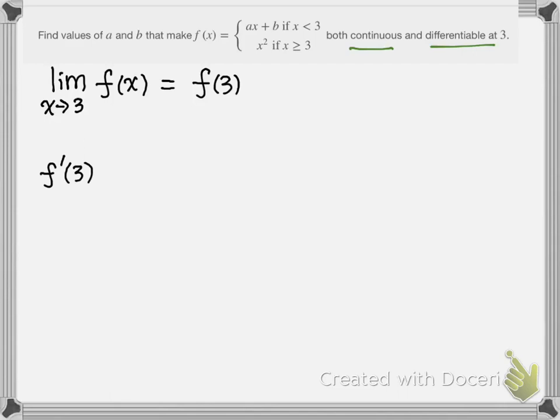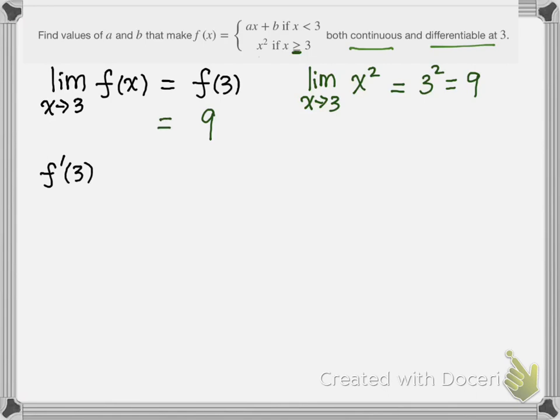Well, we have to take a look. On the right hand side, that limit is just f of 3, because what is the limit as x approaches 3 of x squared? Well, just plug in the number 3 because you have a polynomial. So 3 squared is just 9, which is the same as f of 3, because when x equals 3, you just plug into x squared. So you get this on the right side.